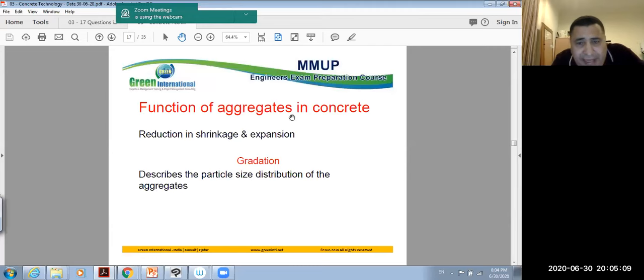Function of aggregates in concrete: reduction in shrinkage and expansion. Aggregate, as much as you put, a quantity which already matches your approved concrete design, gives reduction in shrinkage and expansion. Sometimes cracks happen due to aggregate. Maybe the size of aggregate is not the particular size which was approved, a different size, or it has dust covering the aggregate, meaning it is not washed aggregate. Gradation describes the particle size distribution of the aggregates.